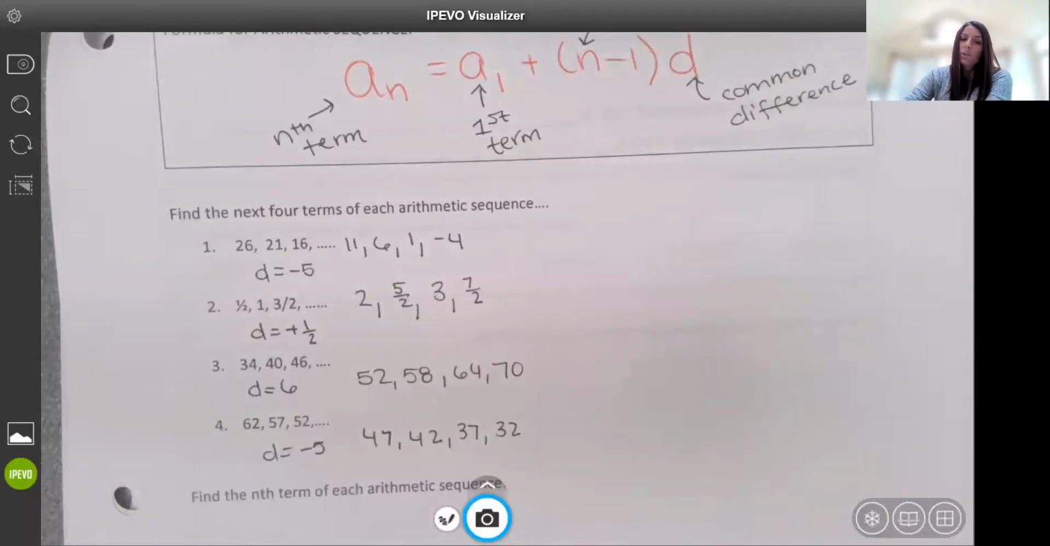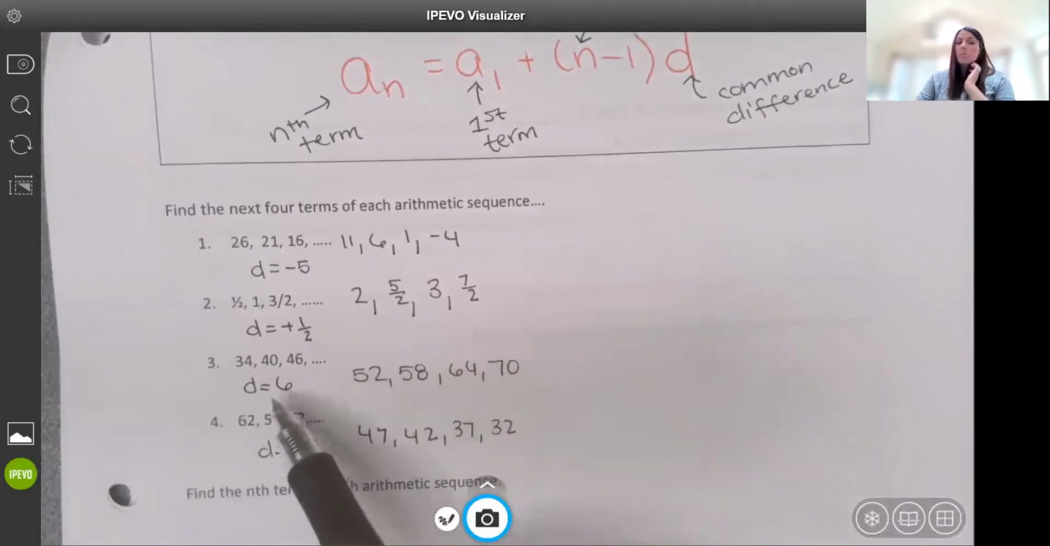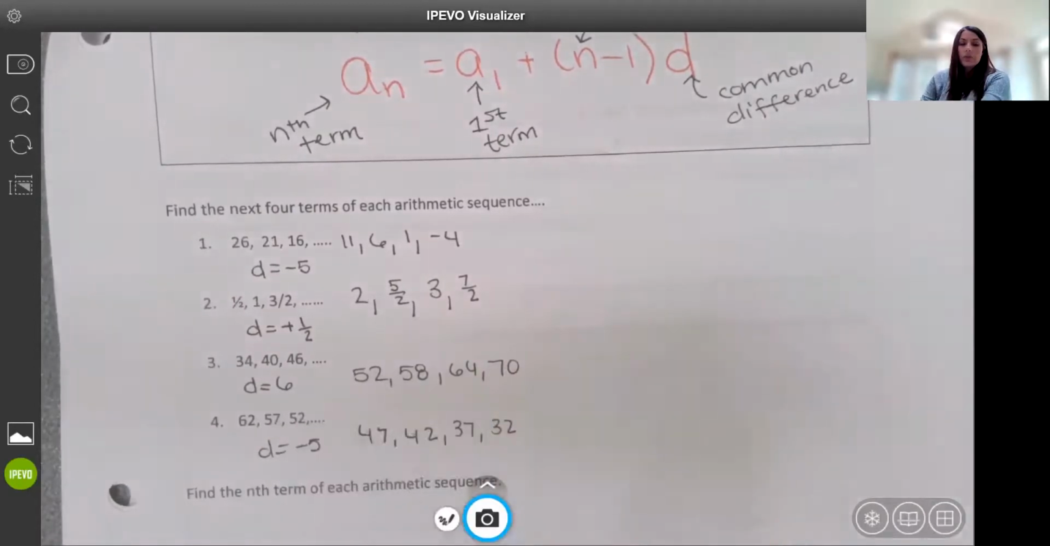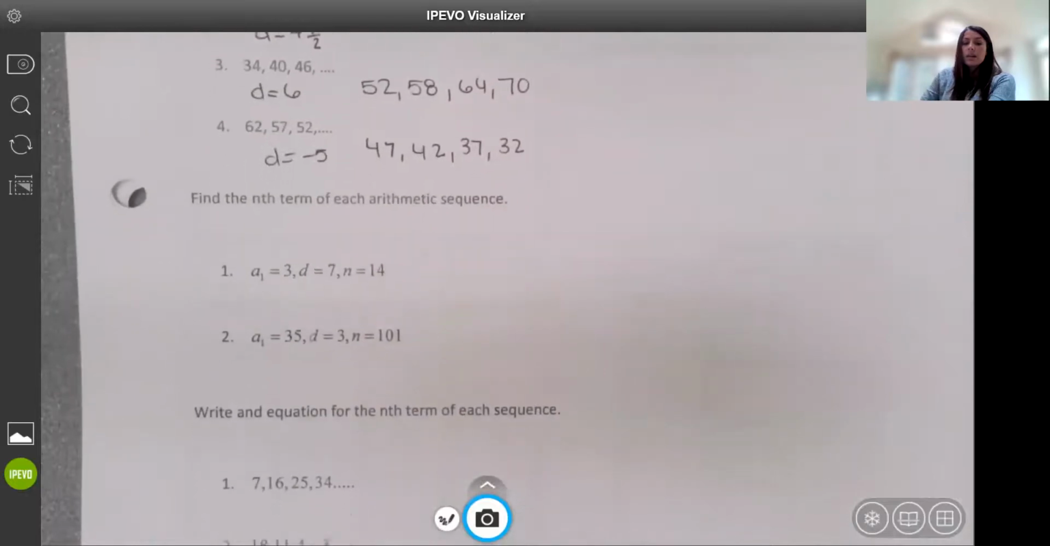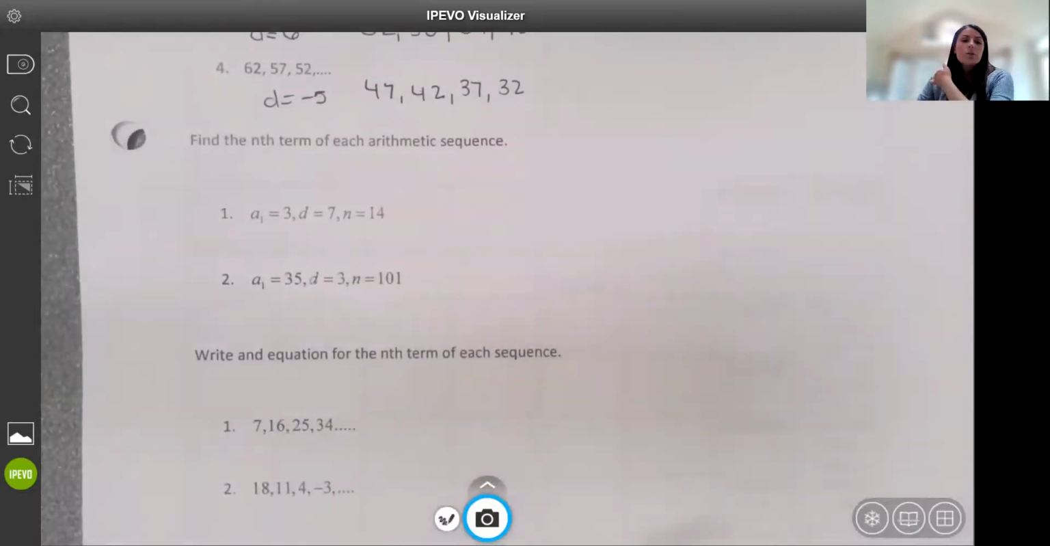Okay, so there's my work for 3 and 4. On 3, I have a common difference of 6, and I listed the next 4 terms. And on 4, my common difference is -5, and I listed the next 4 terms. Okay, let's look at the next thing that we might be asked to do.